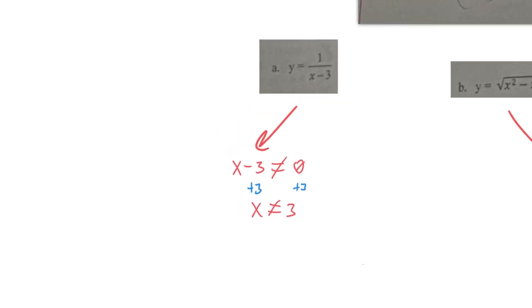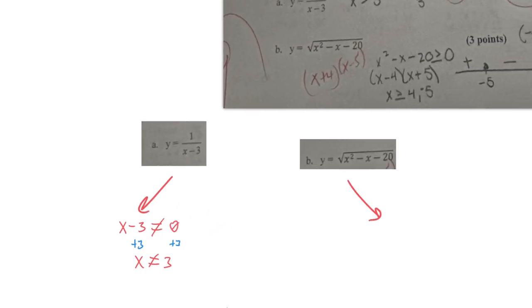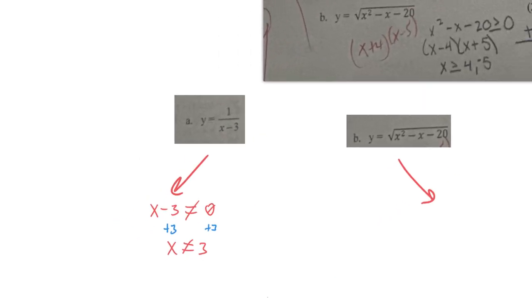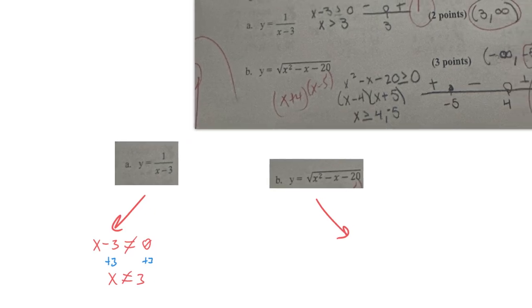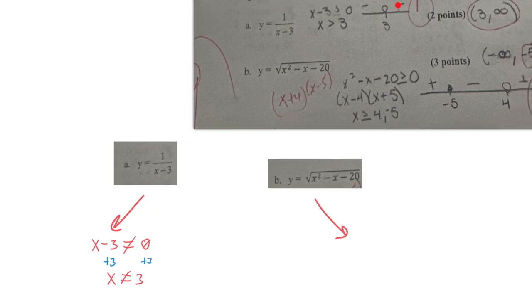Now, it does appear the teacher is using number lines, which is good. I kind of like that. And then it says from 3 to infinity. Yeah. Okay, that's fine.